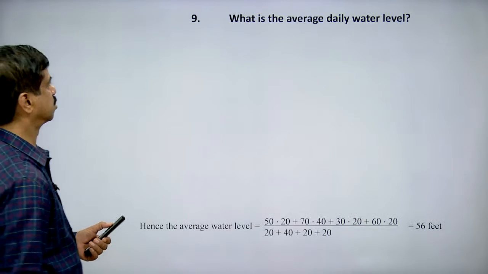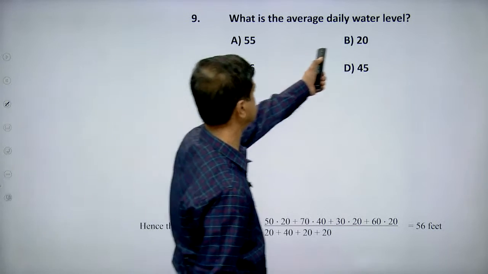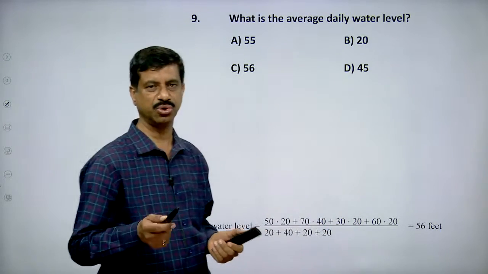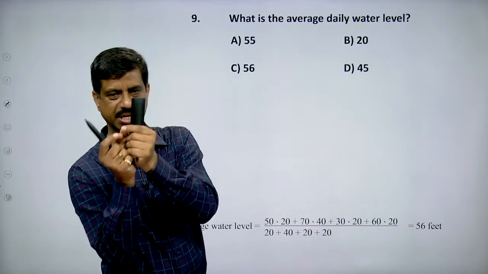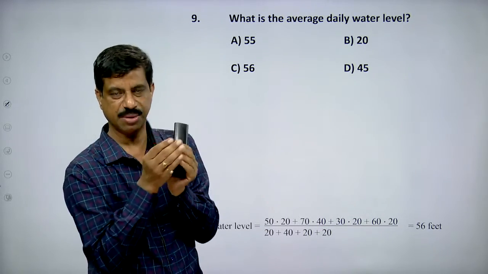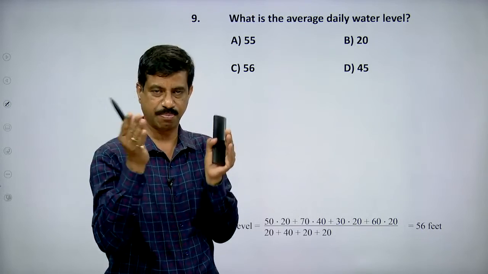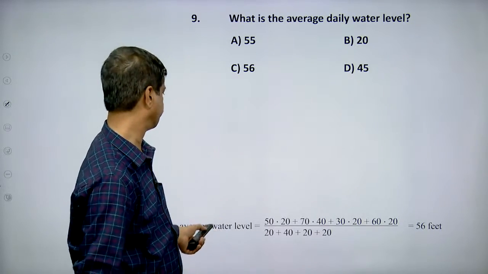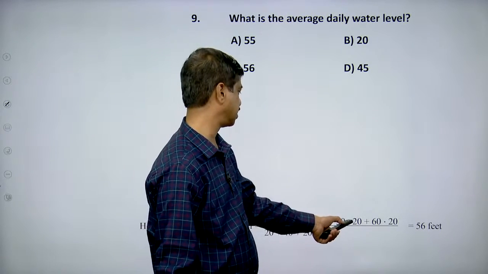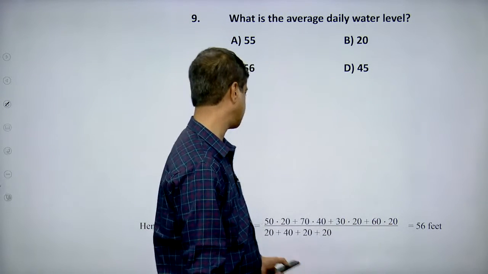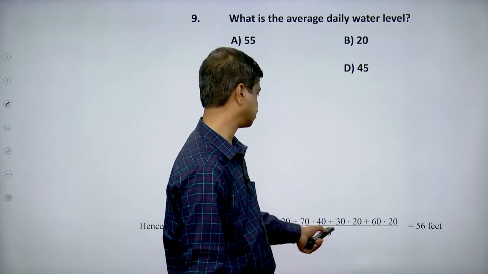Right, children. So let us go to the next question. What is the average daily water level? Children, average means number of days into feet plus number of days into feet plus number of days into feet, like that. Sum of total we will get. By total number of days you do 50 into 20 plus 20 into 40 plus 30 into 20 plus 6 into 20, by 20 plus 40 plus 20 plus 20.